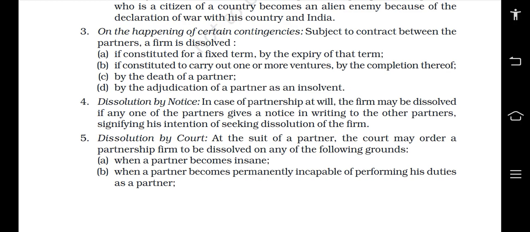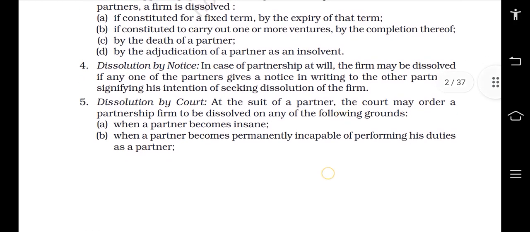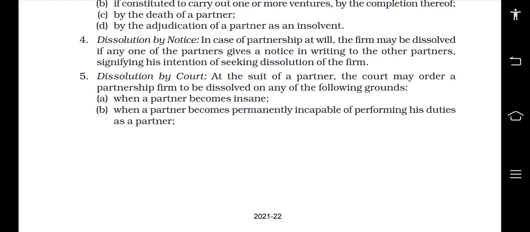Another situation, dissolution by notice. One partner gives a notice willing to dissolve the firm, then also it gets dissolved. And dissolution by court.